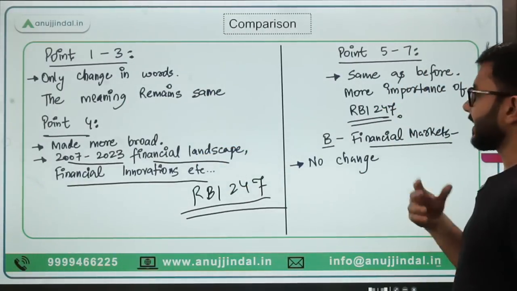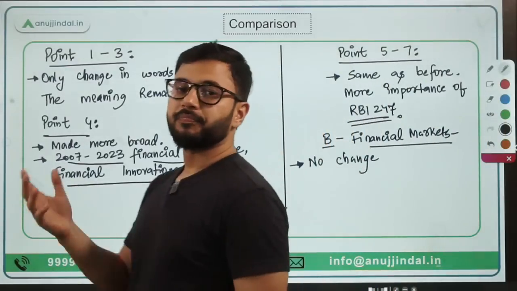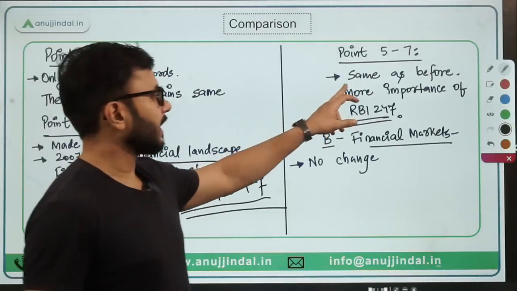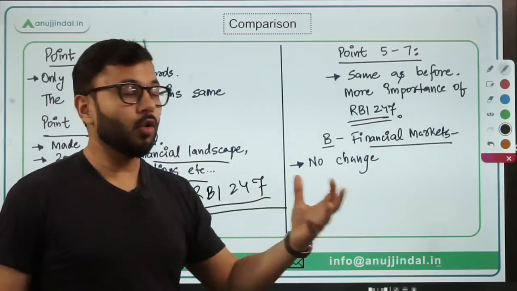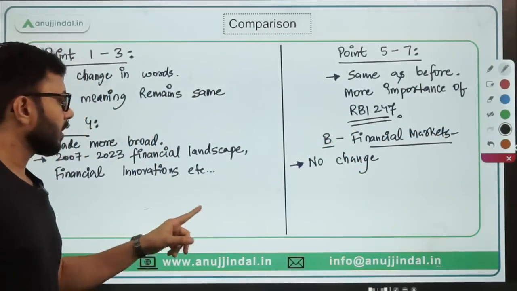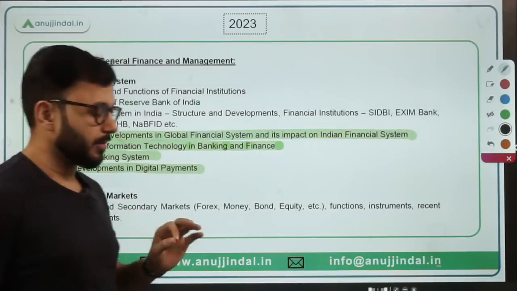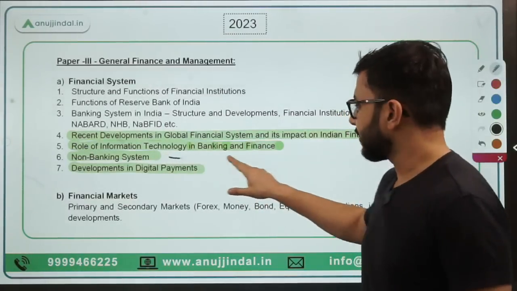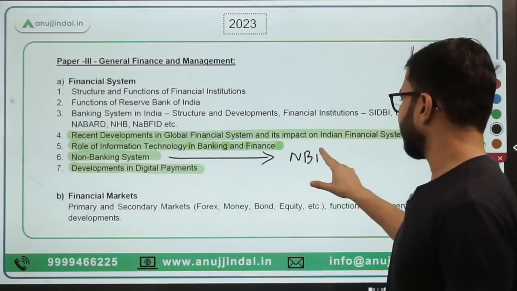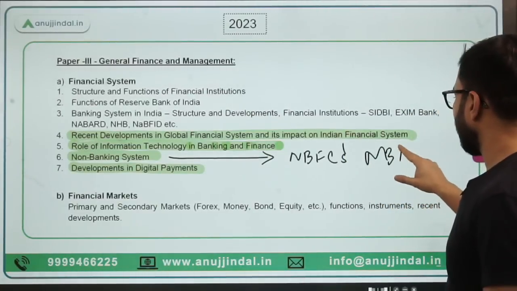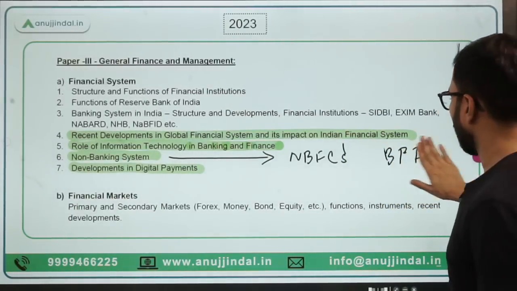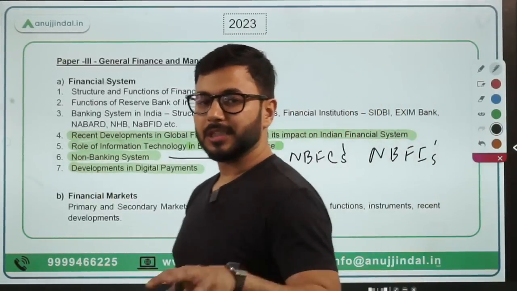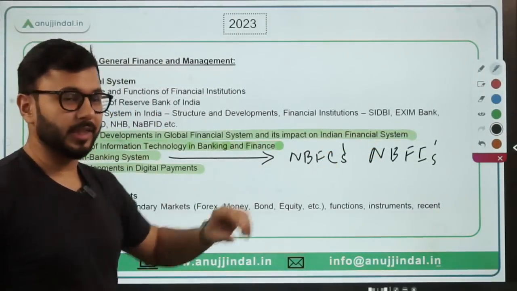Point number 5 to point number 7, what do they mean when we compare between 2022 and 23? In 2022 there was nothing at all. In 23, this is same as before, which means although it is not mentioned in 2022, non-banking system and development in digital payments were already implied in the 2022 syllabus. For example, non-banking system is basically NBFCs or NBFIs, non-banking financial institutions in total. Now, we've already talked about non-banking financial institutions, which are bigger than NBFCs, in the syllabus as well. I've taught you this, so this is an area they can focus upon.